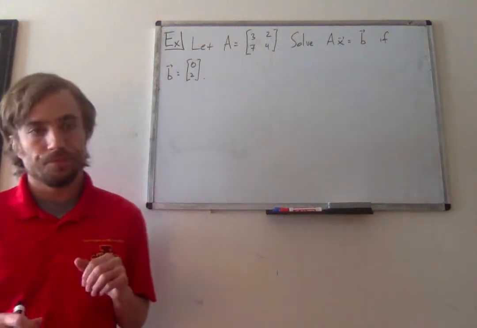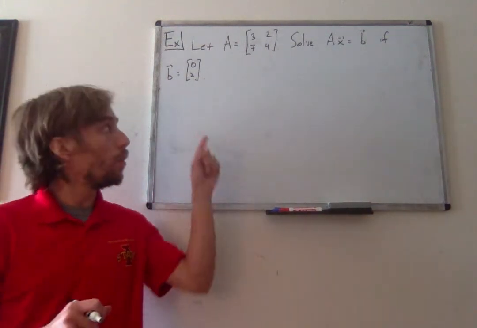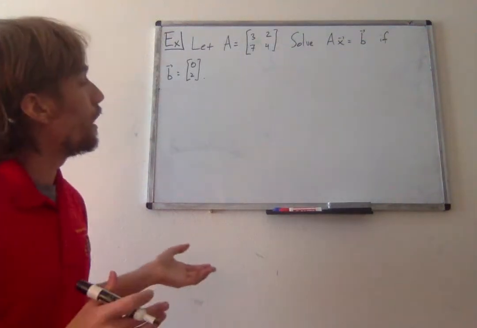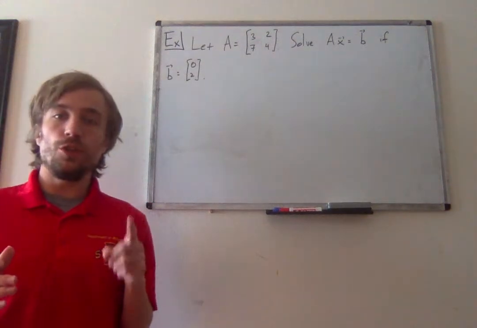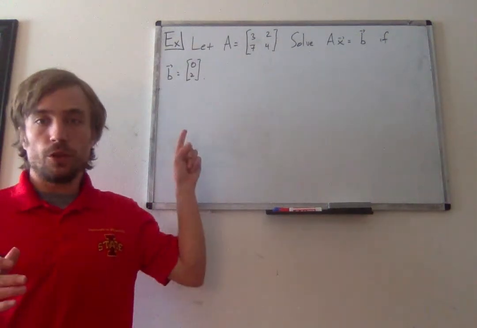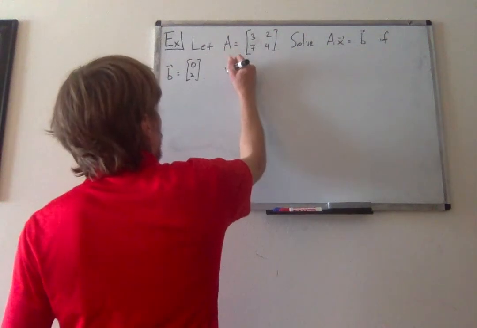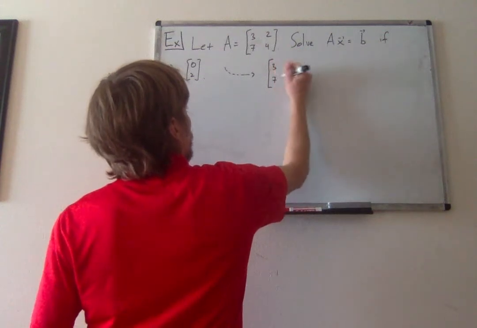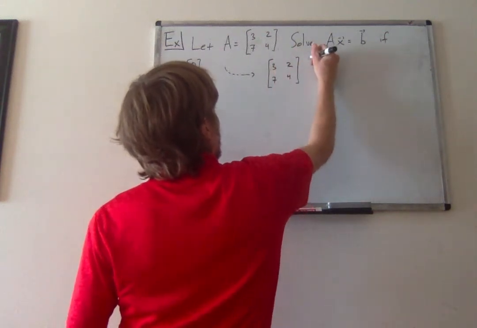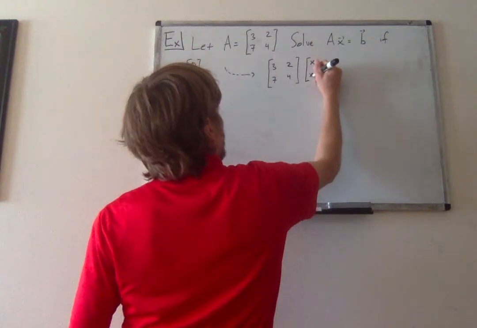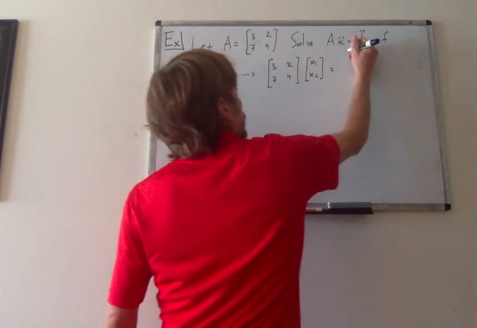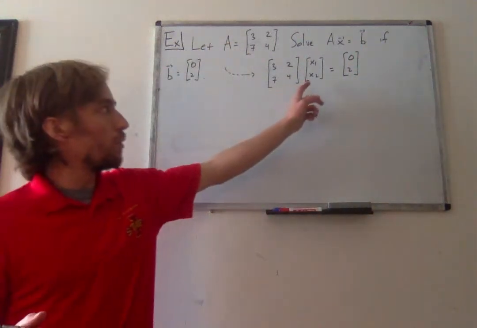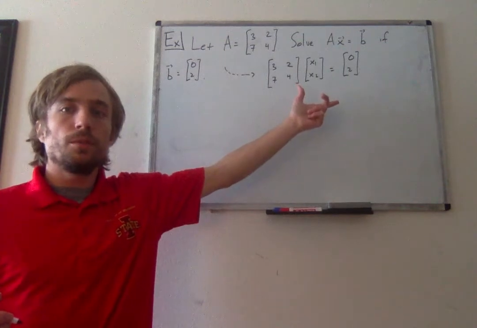All right, so to do this, we know a way to do this, certainly. But to show you the new fancy way we have of doing it, I want to write out exactly what is going on here, right? So what we want is a set of values for x1 and x2 that makes this equation true.